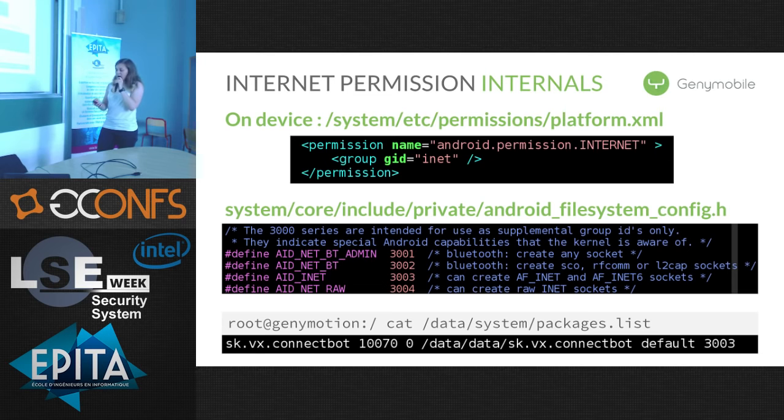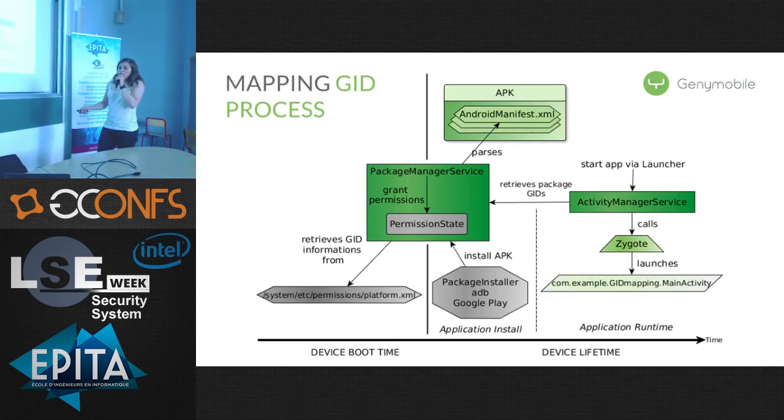So what is really happening at install time? At the beginning, you're booting your device. All the information concerning the GIDs of your platform, of your phone, is stored in this platform XML. Now you want to install an application requesting the internet permission. So you go into Google Play on the Google Store, or even use adb, and say, I want to install an app. Then it downloads your app. It's going to parse the Android manifest XML file, look at your internet permission, and say, OK, it's install time. It's normal, so grant it.